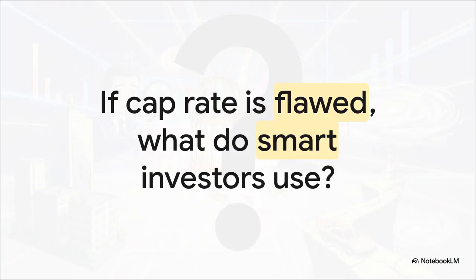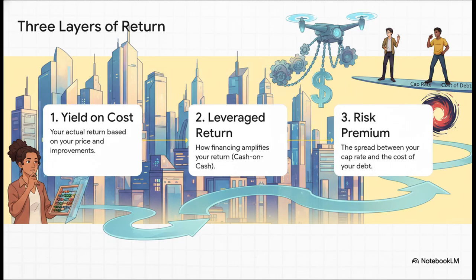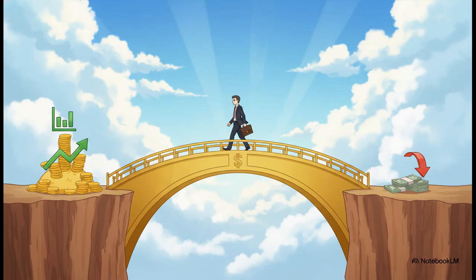All right, so if cap rate is so flawed, what are the smart investors actually using? Smart investors look way past that one surface number. They focus on 3 layers of real return. Let's break it down. You've got yield on cost, leveraged return, and the all-important risk premium. This is where the real money talk happens. Forget caps. Smart investors talk about spreads.